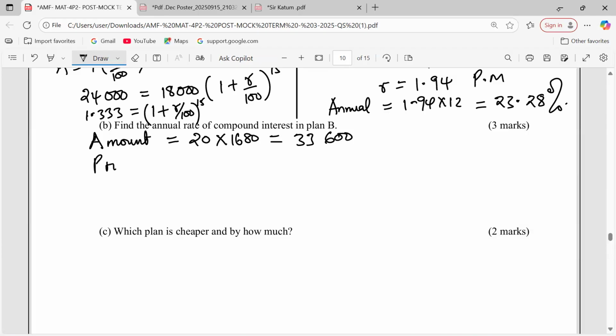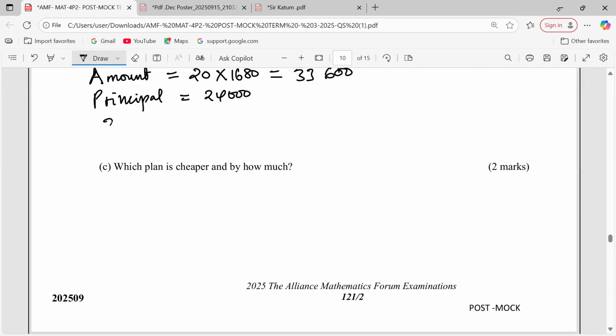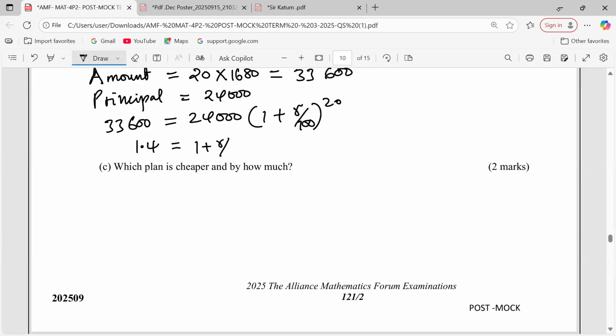And the principal is how much would have been paid if it was not for the hire purchase plan. What would be the rate? Remember, this is 20 monthly installments. We use the same formula. 33,600 equals 24,000 into 1 plus rate unknown raised to 20 months. When we divide this by 24,000, we are getting 1.4 exactly, equals 1 plus rate over 100. This is now being raised to 20.